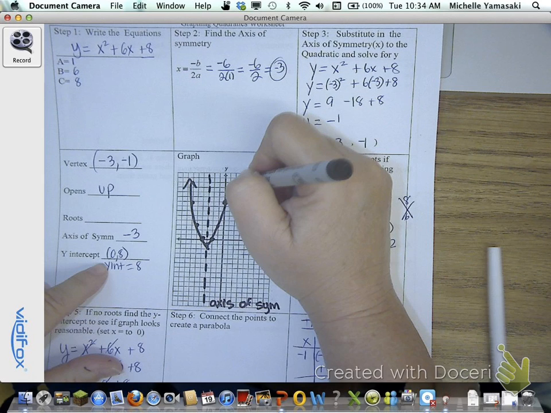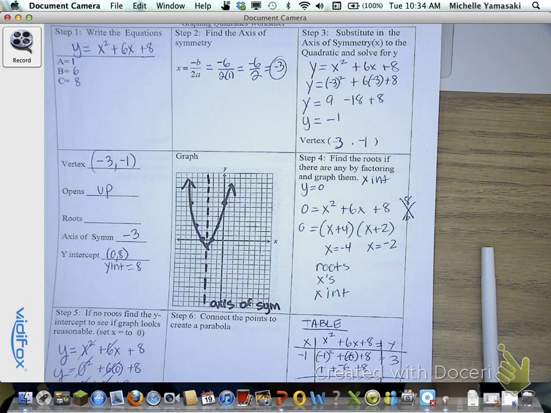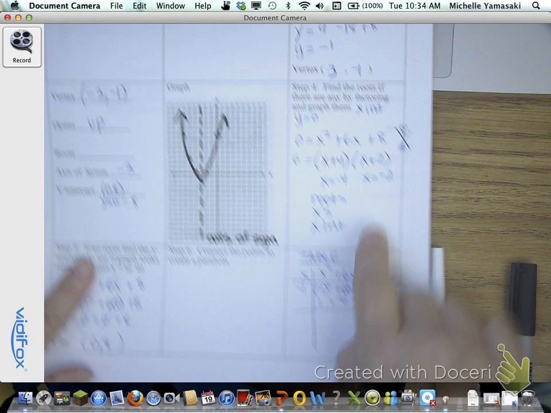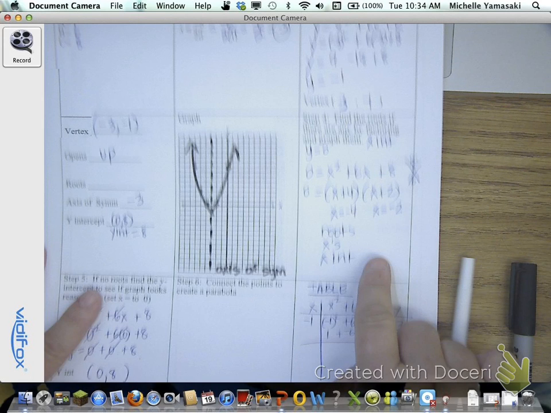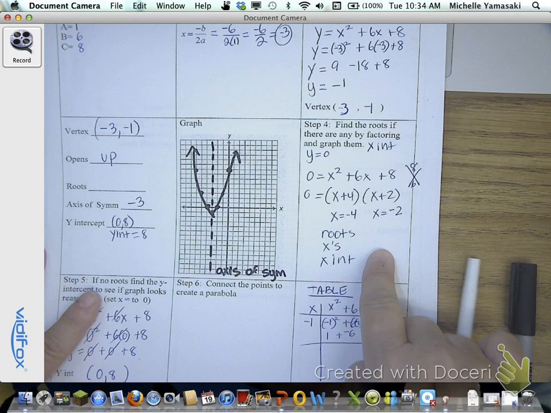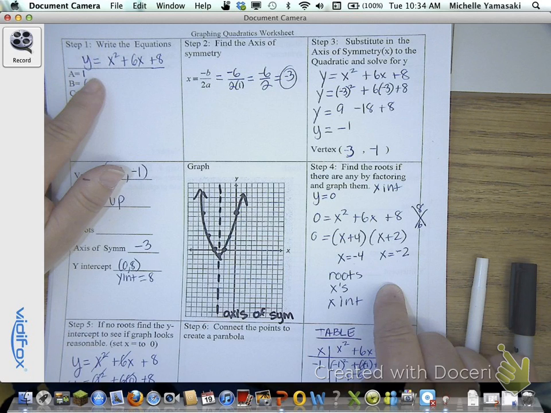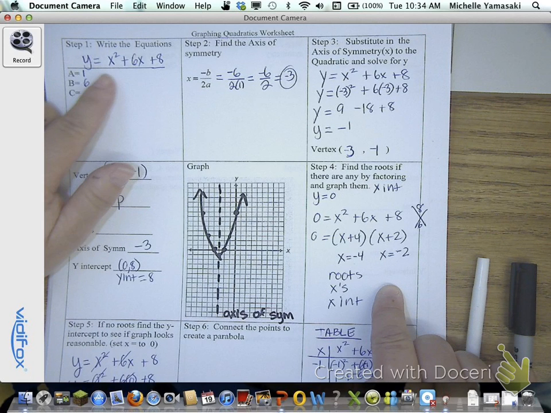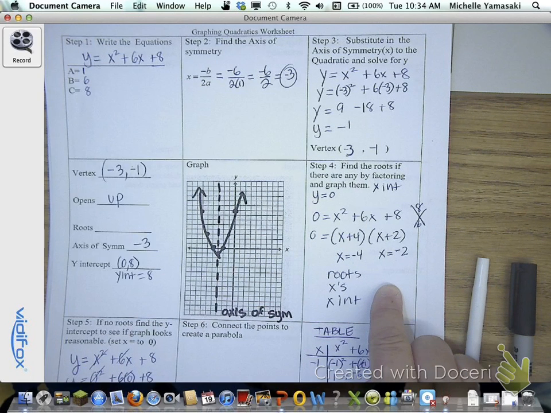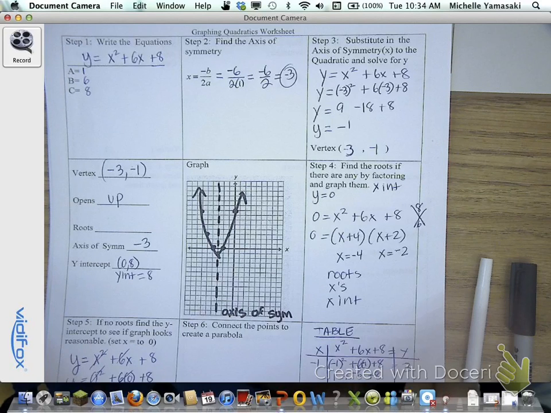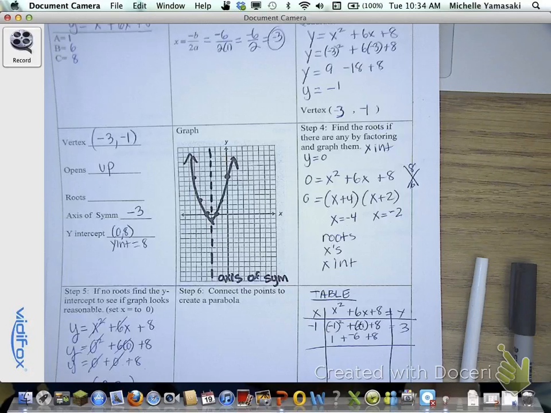Now you don't have to do both. If it's factorable, this was an easy quadratic and it was factorable and it gave me 2 roots, then you can do this. If it's not factorable or the roots are kind of in between, you might want to use the table method and find 2 other points. But you should come up with at least 5 points to graph the quadratic. And this is how you graph a quadratic.